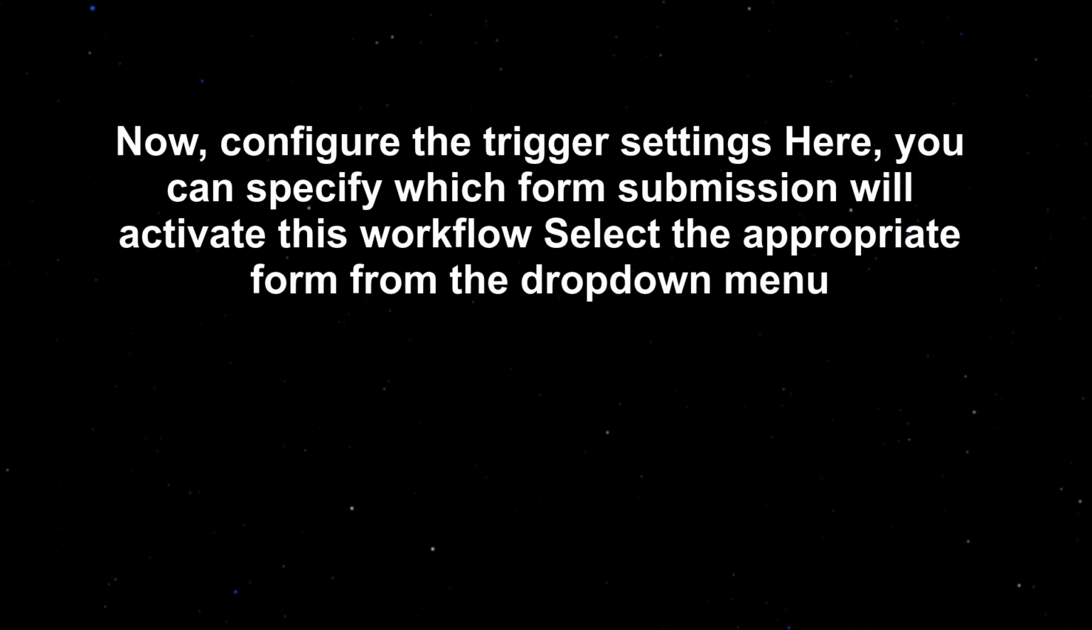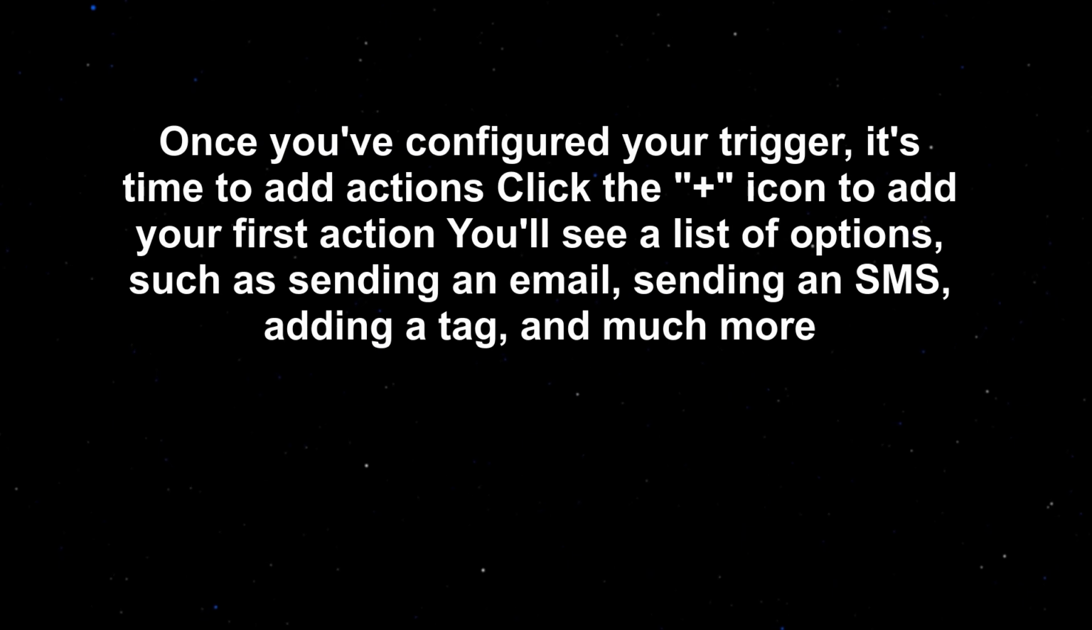Now, configure the trigger settings. Here, you can specify which form submission will activate this workflow. Select the appropriate form from the drop-down menu. Once you've configured your trigger, it's time to add actions. Click the plus icon to add your first action.